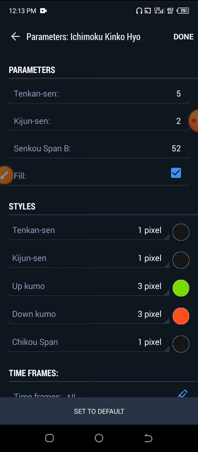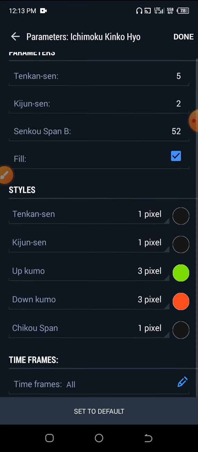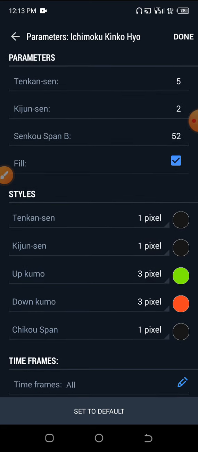The Kujung span is 2. The second span B is 52. Then the style: take the first two, make the first two your background, then make the up kumo and the down kumo the color that you would like to be visible. Choose any color of your choice. Then the chiku span, make it black or your background color, no matter the color you're using.